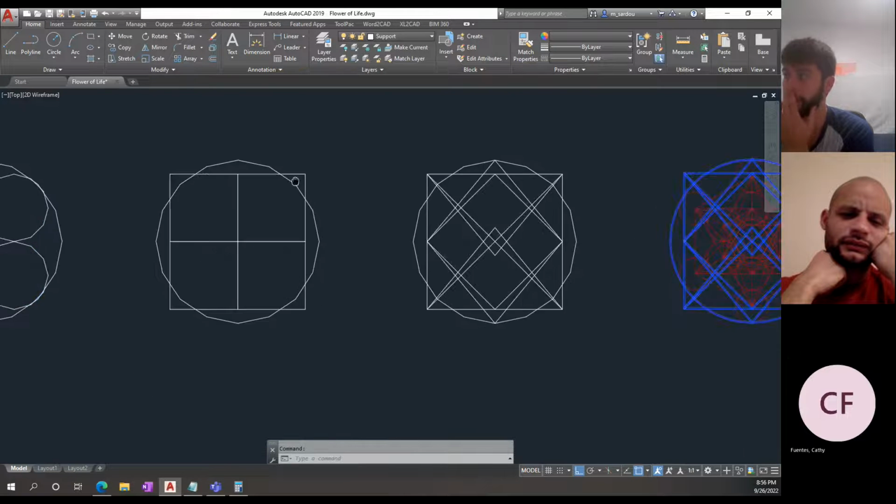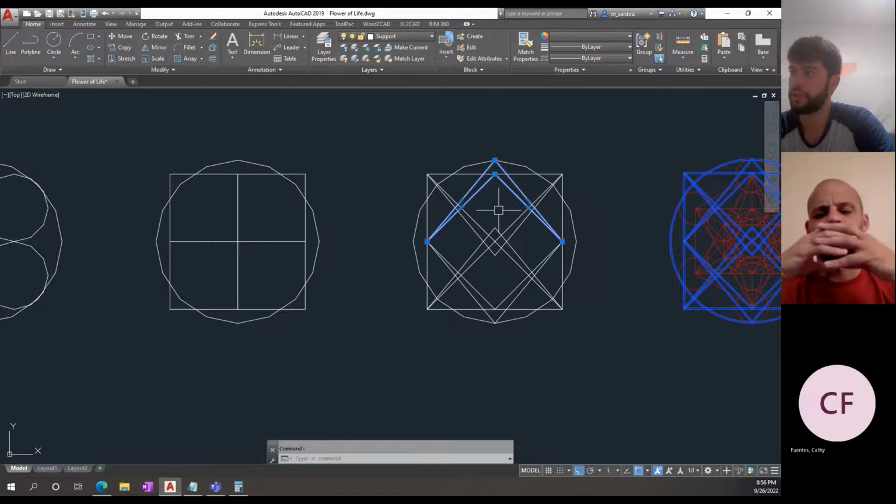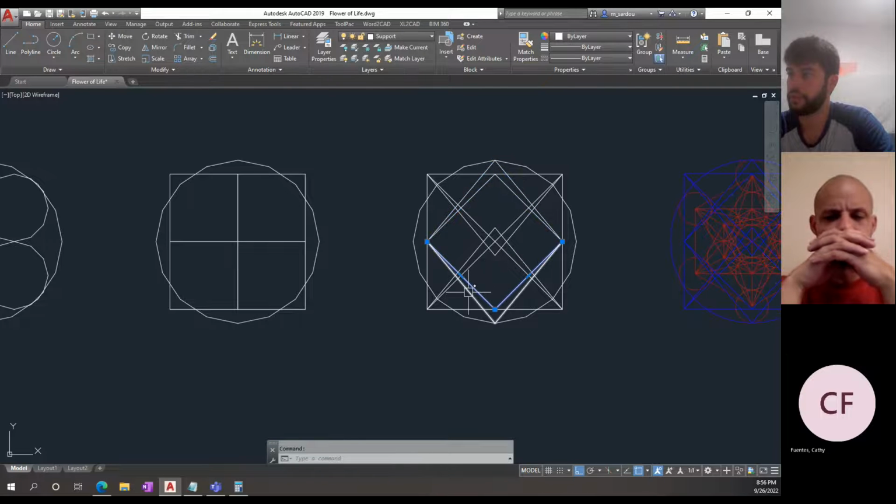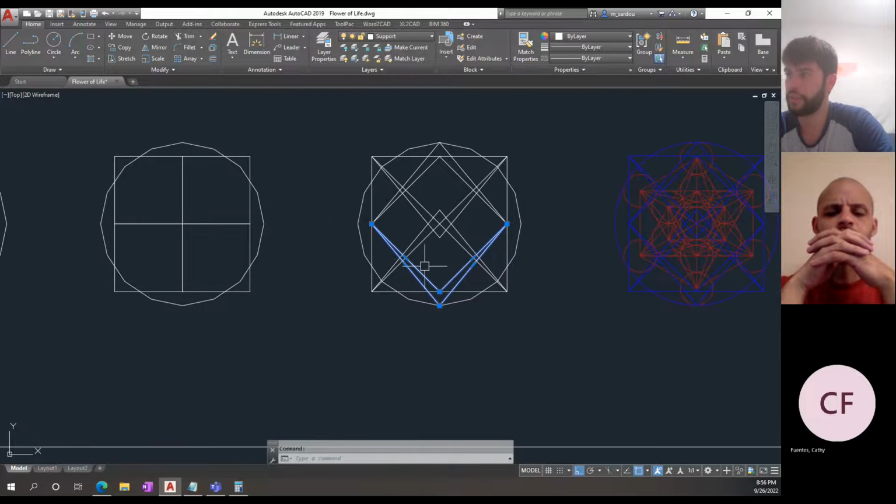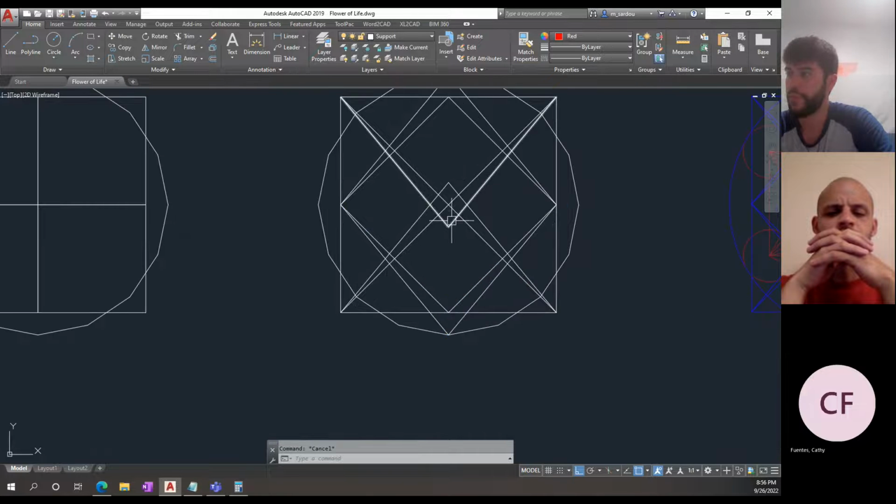And then from here to here, it's a little simpler because you can just match or go from one corner to the other. So get from one corner to the square and the second one to the outer circle. Then you do the same down below.